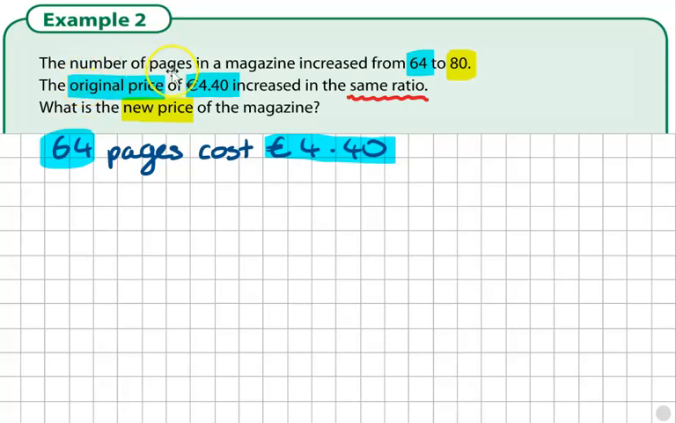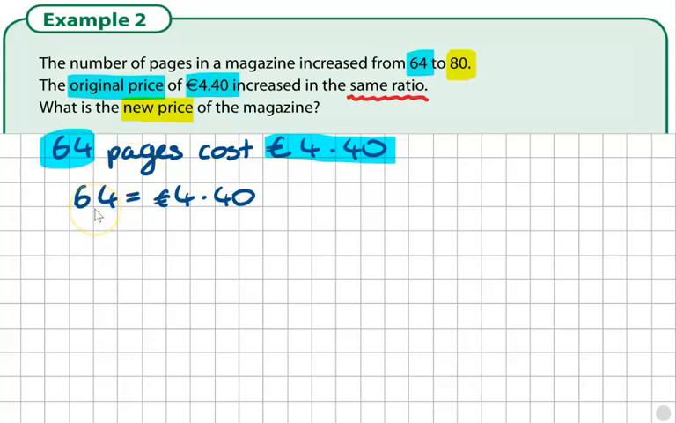So the number of pages has increased from 64 to 80. So 64 is the original number of pages and 80 is the new number of pages. So if the original price is €4.40, then that means 64 pages cost €4.40. Now we want to find the new price, and since we're told it increased in the same ratio, we want to find the cost of 80 pages.